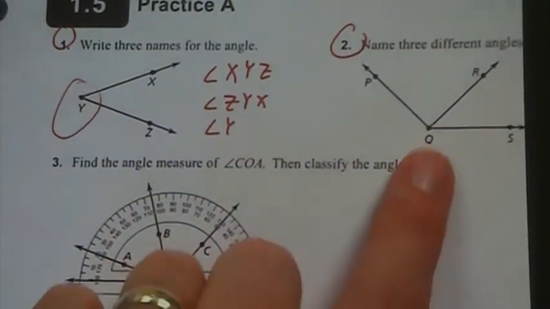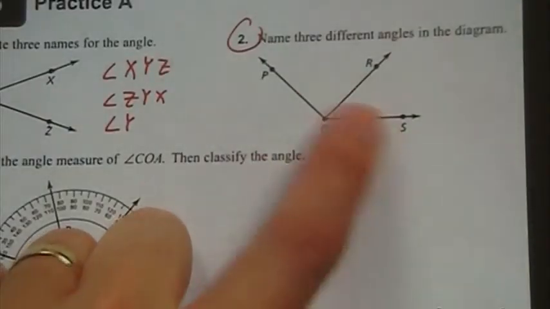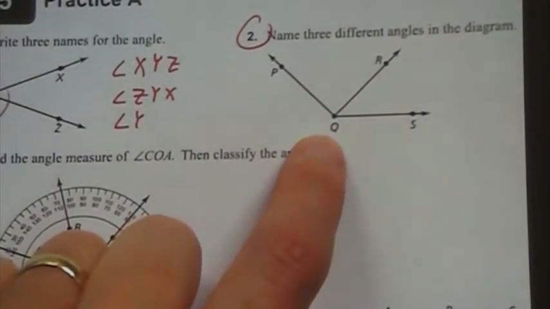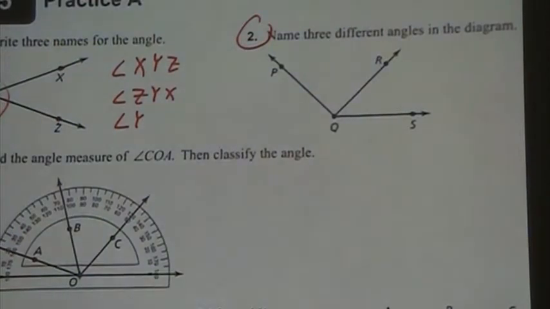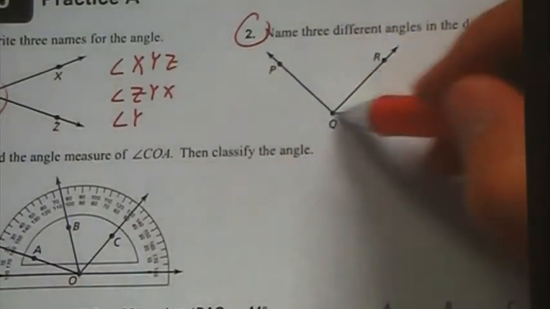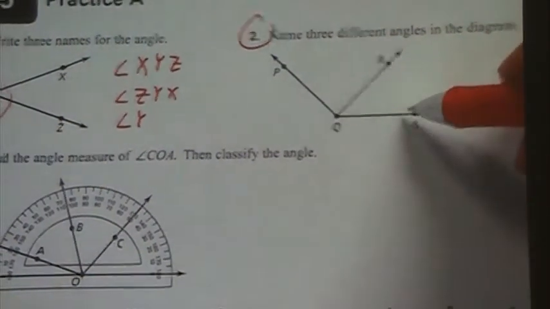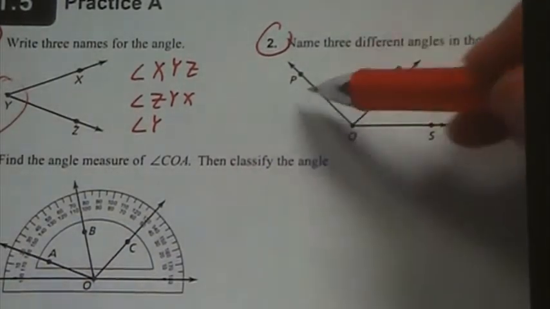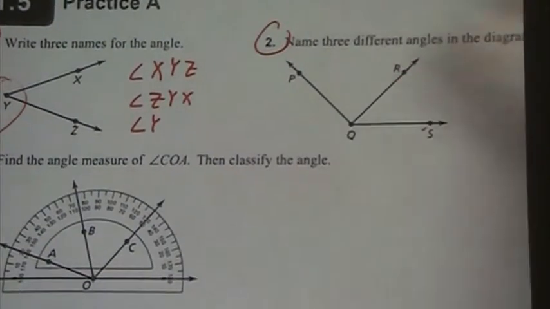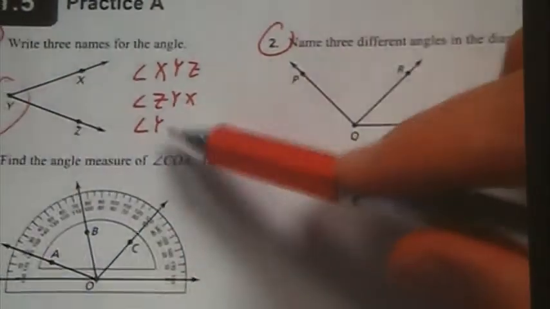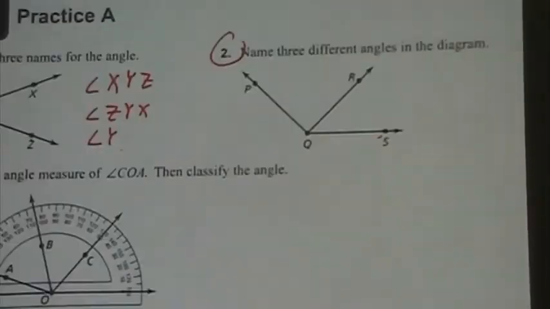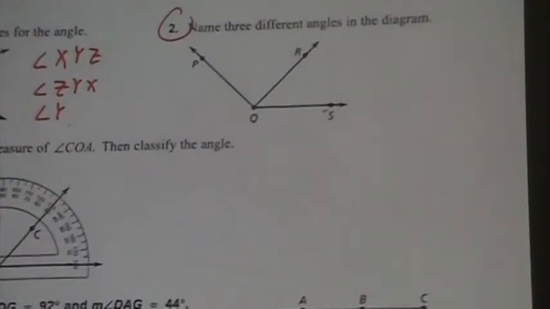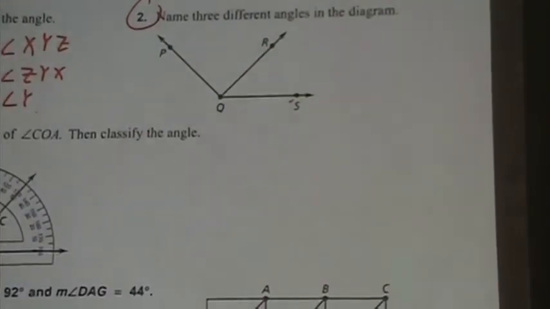You could not name either of these angles angle Q. Why is that? Because you don't really know which angle you're referring to. Would angle Q be this guy or would angle Q be that guy? So with this problem, you're going to have to use three every time. You can't just use a single vertex point to name it.